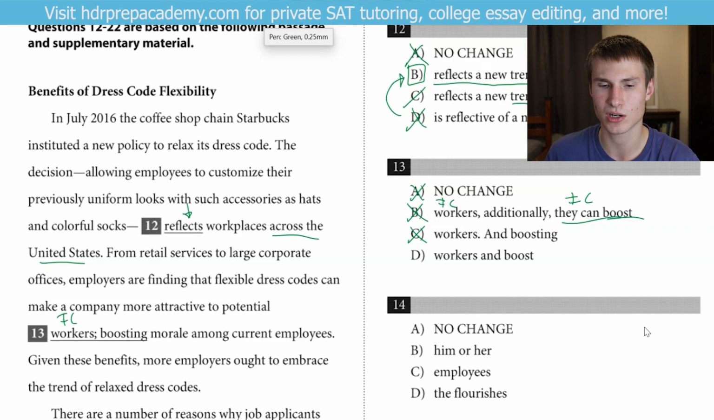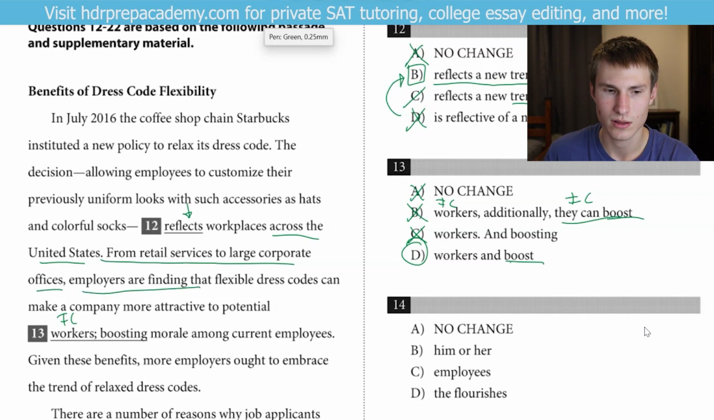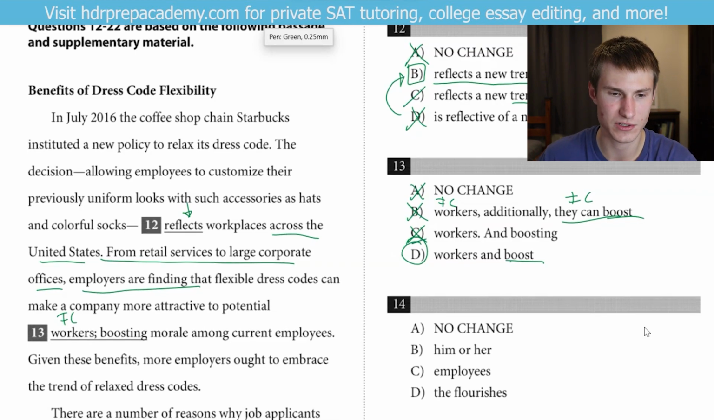And then option D, we have "that can make a company more attractive to potential workers and boost morale among current employees." Yes, that's perfect. Why? Because it's connecting the fact that it will boost morale among current employees to what started out and explaining that subject. So that subject is then applying to both making the company more attractive to potential workers and boosting morale among current employees. So that obviously works perfectly grammatically. Options A through C are all incorrect grammatically. Our answer there's got to be D.